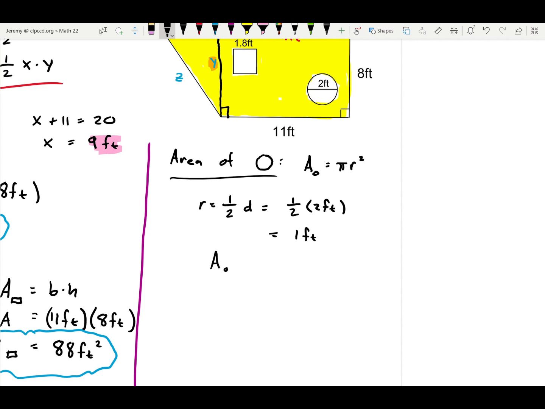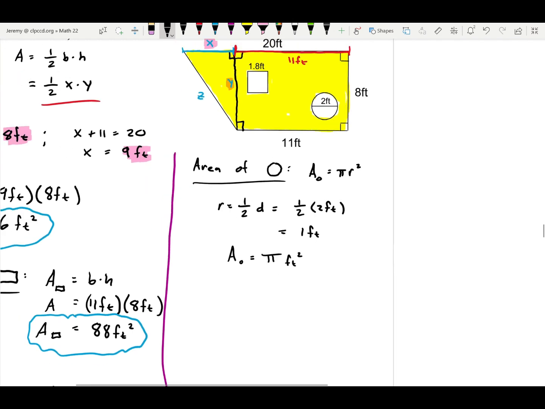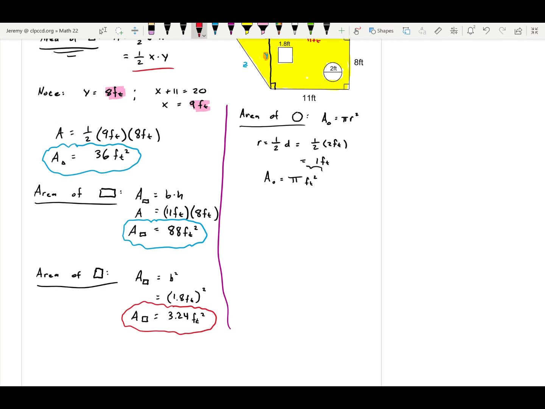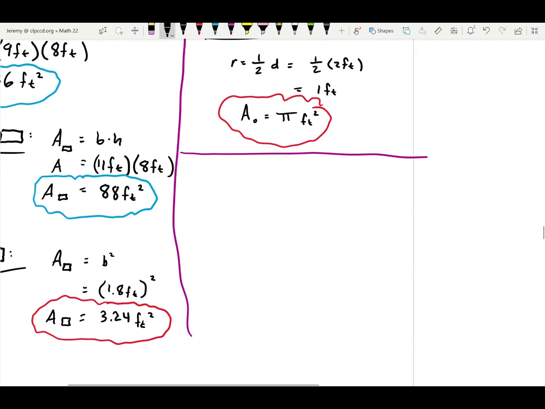So then the area of the circle is going to be pi r squared. Pi times 1 squared is just going to be pi square feet. And this is another negative area. Whoops, I meant to do that in red. So now finally, with all of that taken care of, let's find the area of the deck. I'll just call this A.